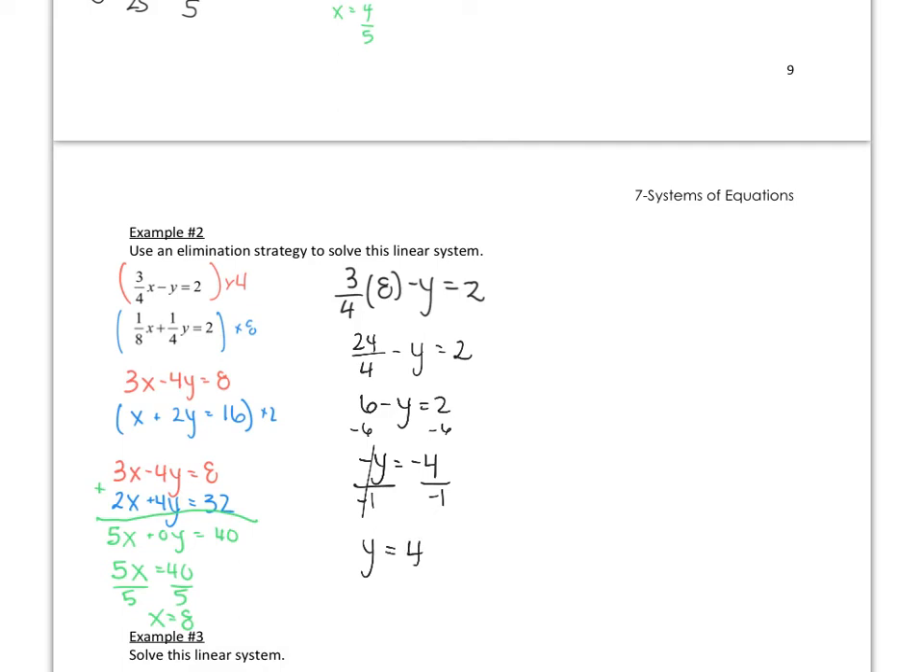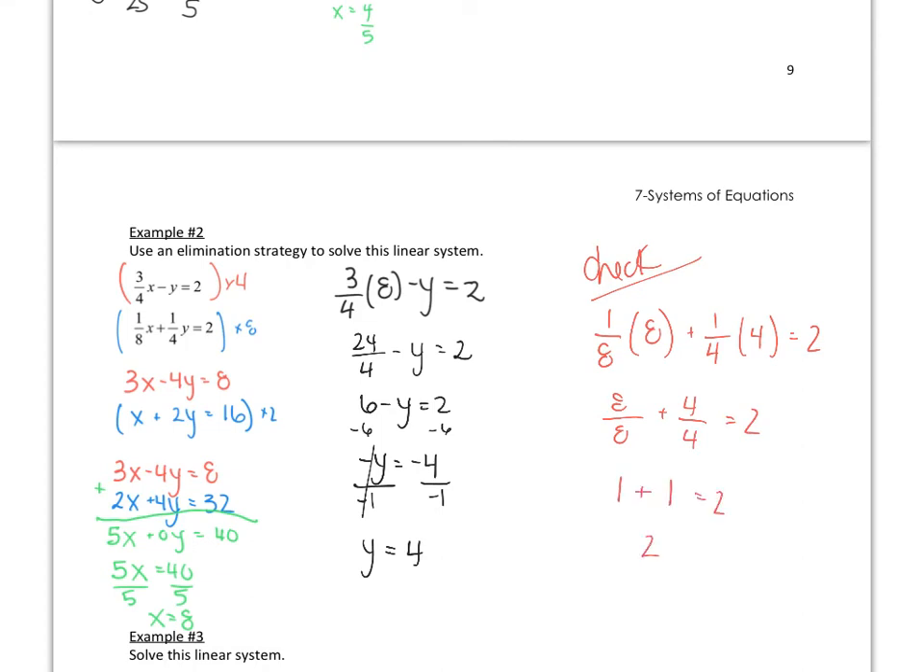And to check our work, we can sub into our other equation. I'm going to again show you that we can work with fractions. It's maybe just a little bit more work sometimes. In this case, we're actually going to luck out, it seems. So 1 times 8 is 8, still over 8. 1 times 4 is 4, still over 4, which is 2. 8 divided by 8 is 1. 4 divided by 4 is 1. So 2 equals 2. This works.